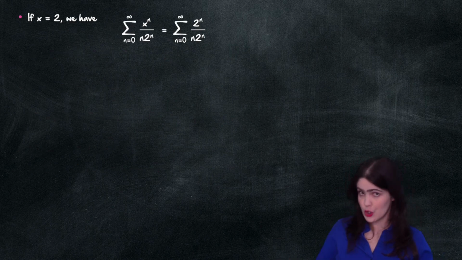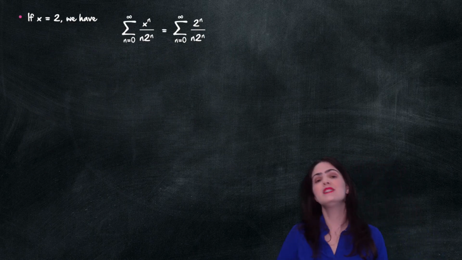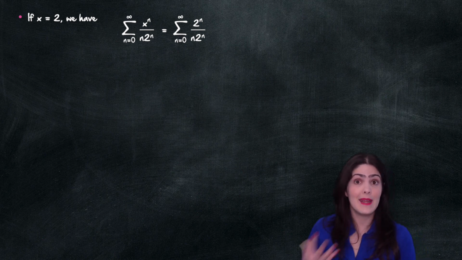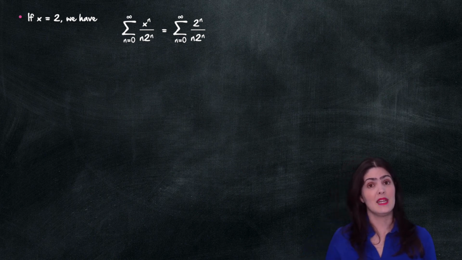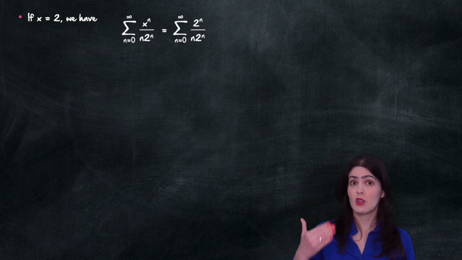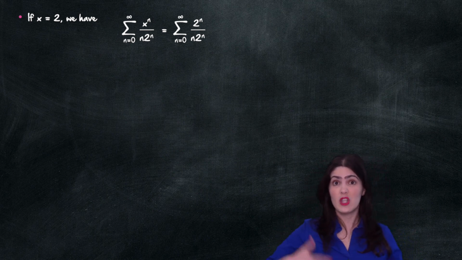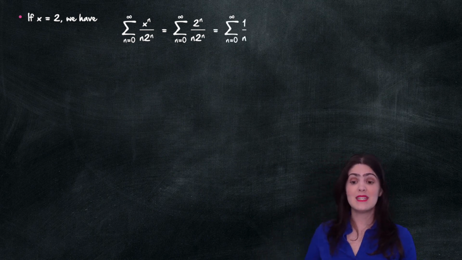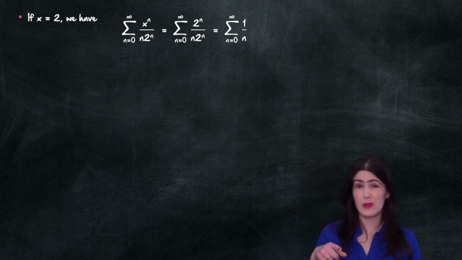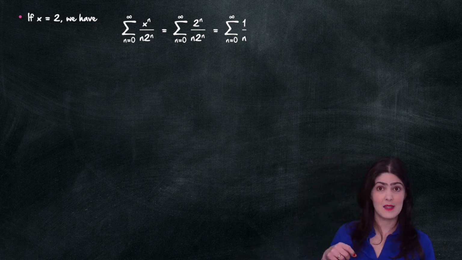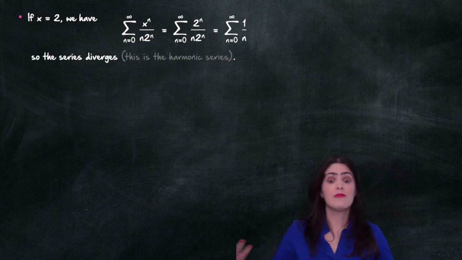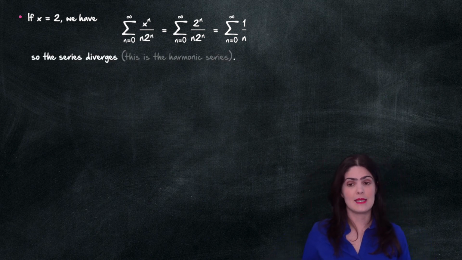If x is equal to 2, I will just plug x equals 2 into my power series and see what I get. I end up with the sum from n equals 0 to infinity of 2 to the n over n times 2 to the n. The 2 to the n cancel, and we end up with the sum from n equals 0 to infinity of 1 over n. Does it look familiar? I hope it does. That is just the harmonic series. So the series diverges, right? This is just a harmonic series, as I said.